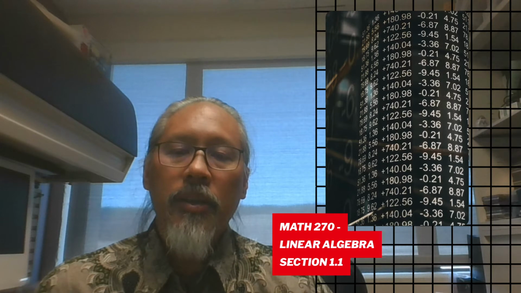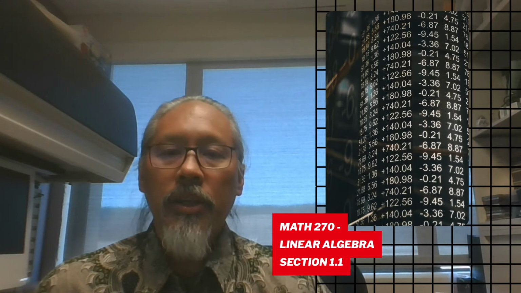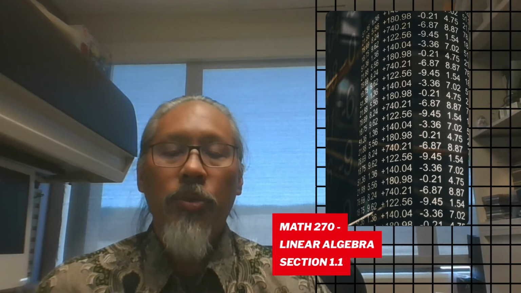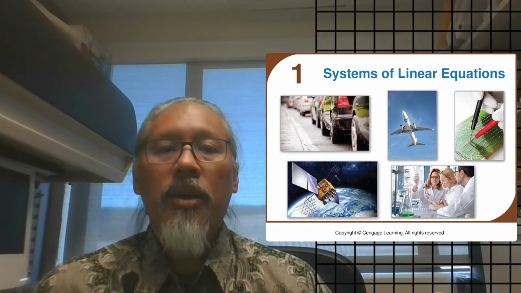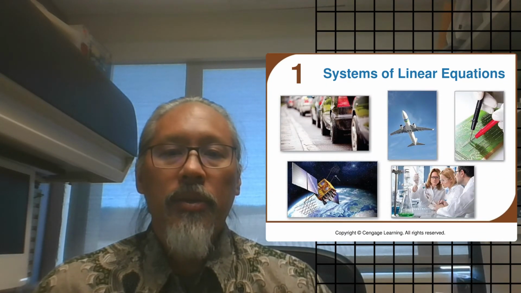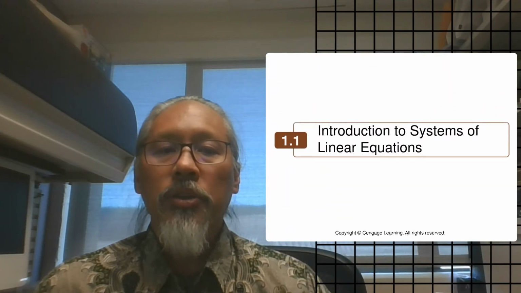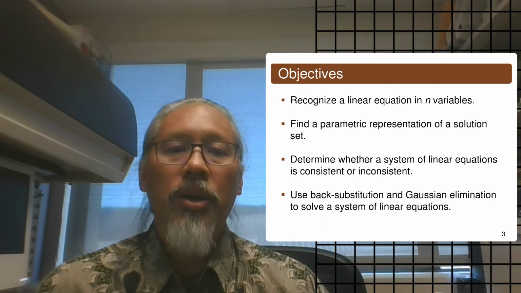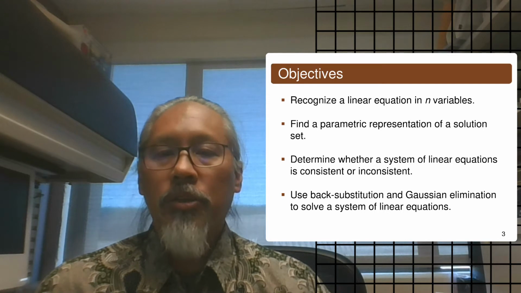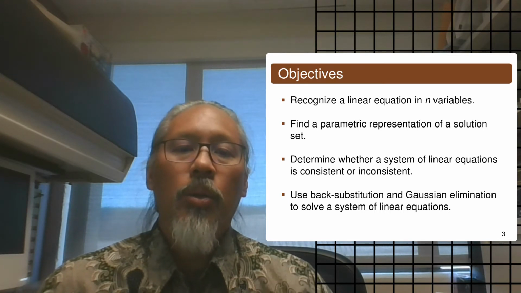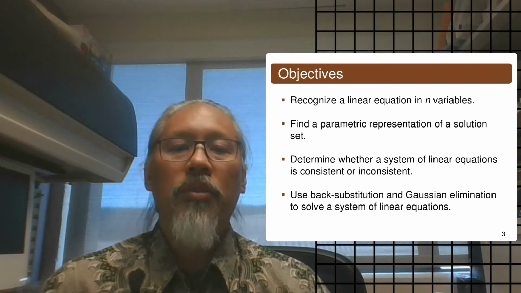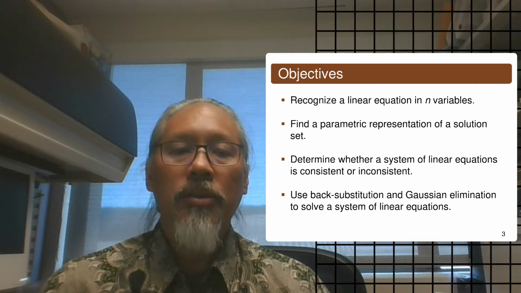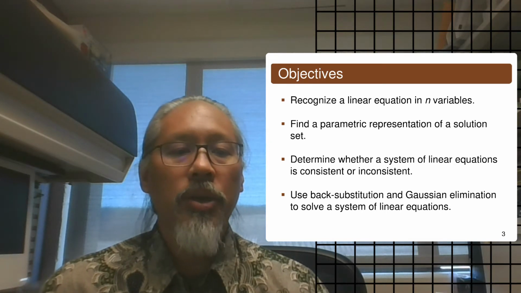This is a video series that discusses the concepts in each section, and this is our very first one, Chapter 1, Section 1.1. This chapter is called Systems of Linear Equations. In our first section, we will introduce ourselves to systems of linear equations. We will try to recognize what a linear equation is and find parametric representations for the solution sets. We will determine whether a system of linear equations is consistent or inconsistent. And we will use back substitution and Gaussian elimination to solve for these linear equations.